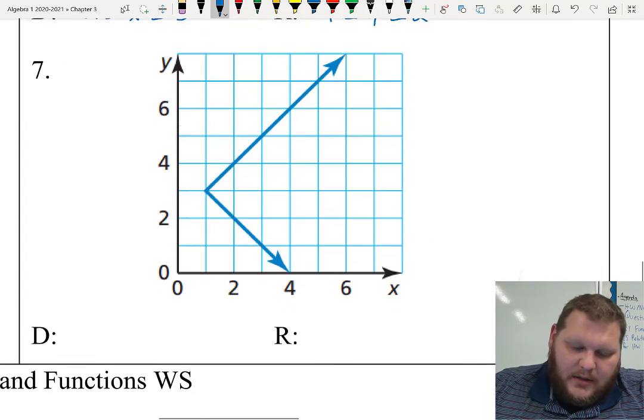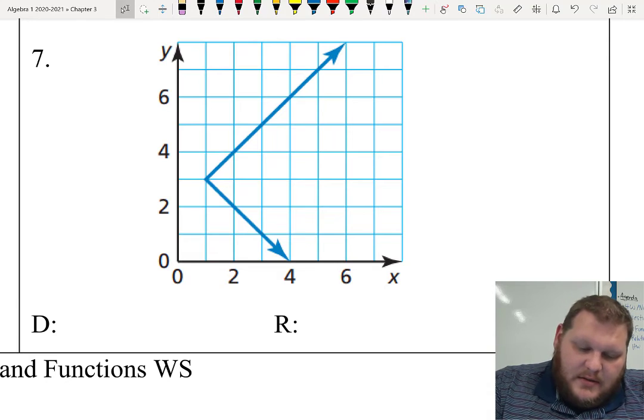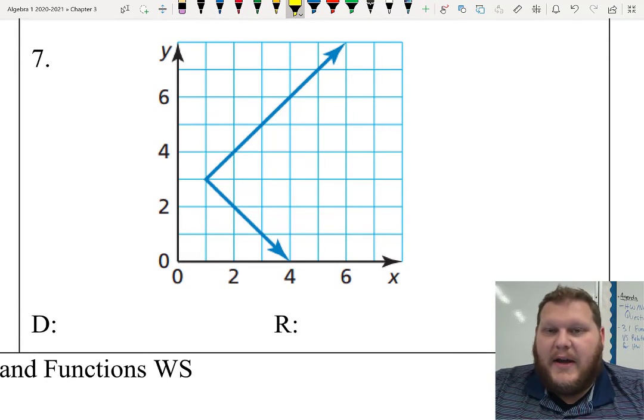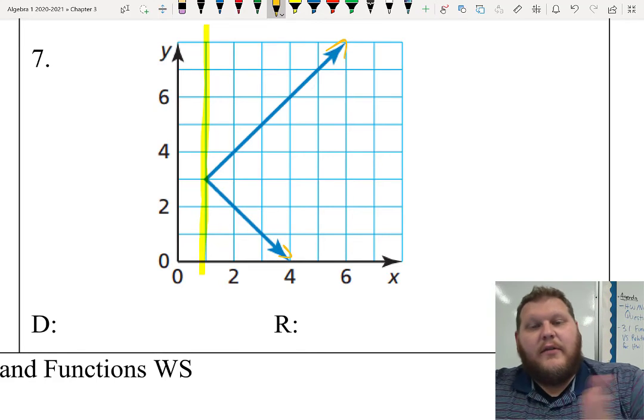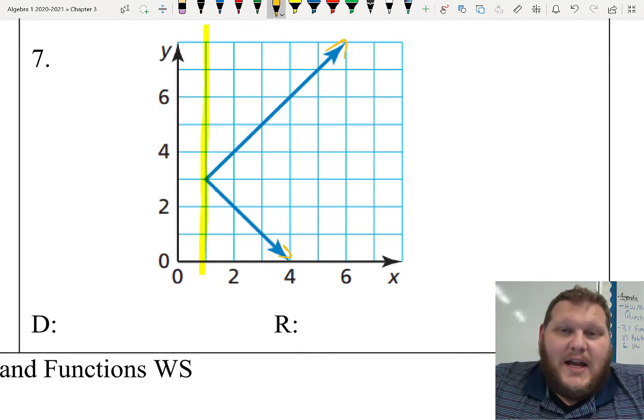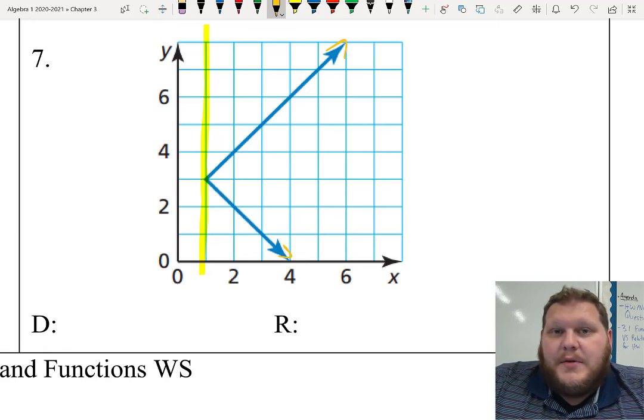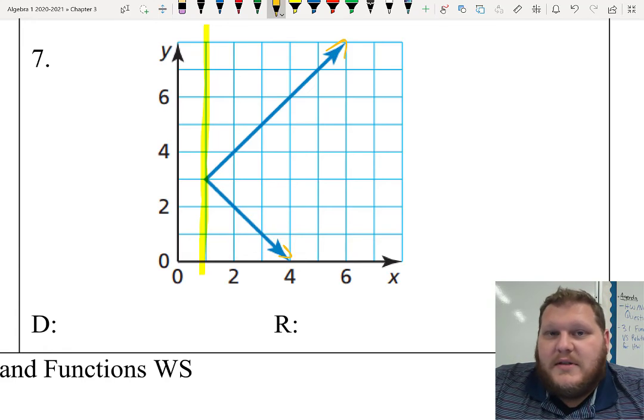All right, last one. And this one's a little bit tricky because here, if I start with my domain, I go as far left as this point right here at positive 1. But you can see my arrows on the ends tell me that my graph continues going as far right as it wants to, meaning I don't have an upper bound. I don't have an upper limit that stops my graph from moving right. It goes as far as it wants to.